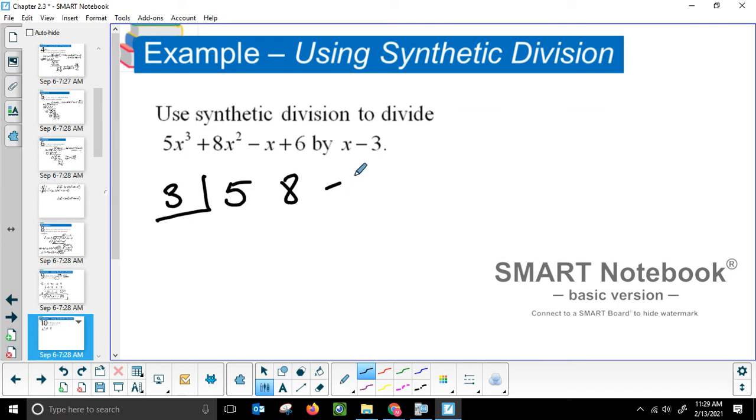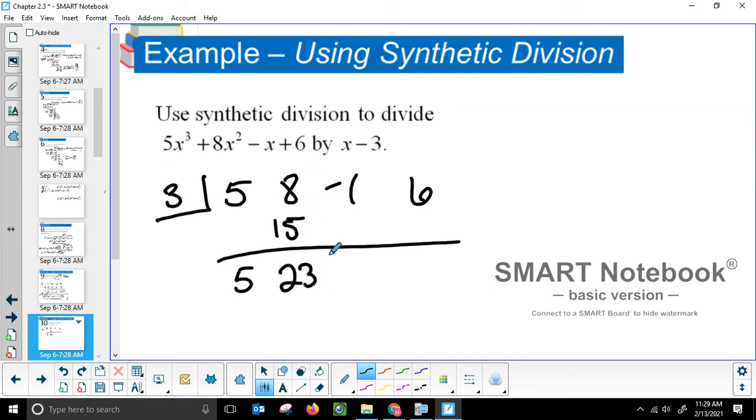I have 5, 8, negative 1, 6. There's no missing, right? I go from 3 to 2 to 1 to none. So there's nothing missing. I bring my 5 down. I multiply. I add. I multiply. I add. This is messy, right? But I multiply. That's going to be 180 and 24. So 204. And 230. If I did that correctly.